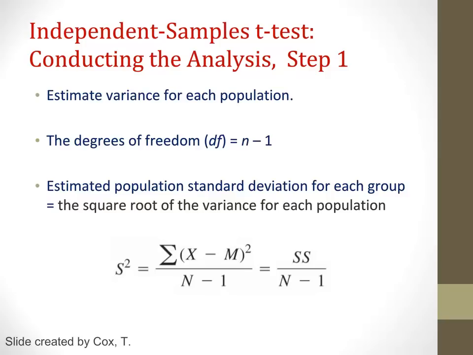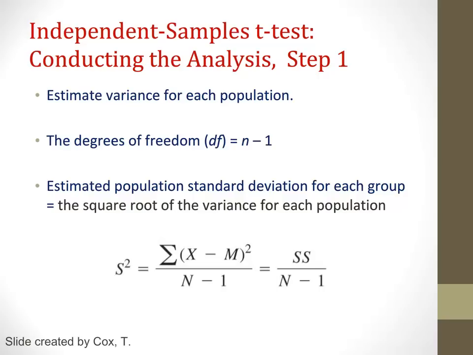The first step in conducting an independent samples t-test is to estimate the population variance. You must do this for each of the two groups, so you'll actually have two variances. The degrees of freedom in this formula is the number of participants in the particular group minus 1. For example, in the data we just looked at a few slides back, this would be 10 minus 1, which equals 9 for each of the groups.